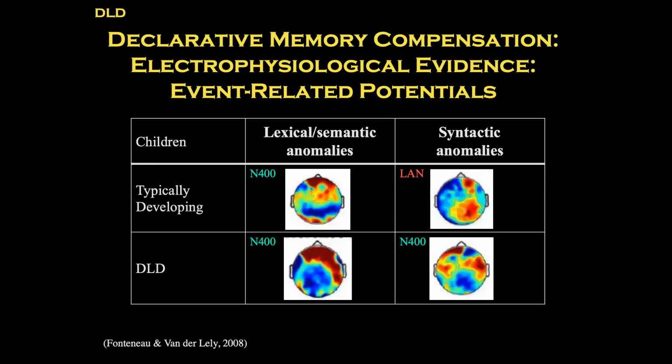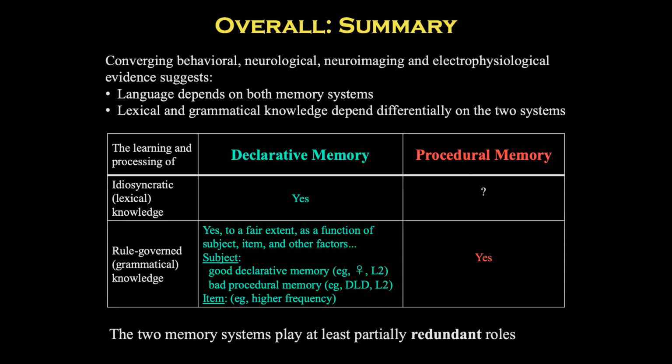So, bottom line, same slide I showed you before, with a bit more detail. Converging evidence from behavioral, neurological, imaging, and electrophysiological evidence suggests the language depends on both learning and memory systems. Lexical and grammatical knowledge depend differentially on the two systems. The learning and processing of lexical knowledge depends heavily on declarative memory, also a little bit, but much, much less, on procedural memory. We'll talk about that in the end.